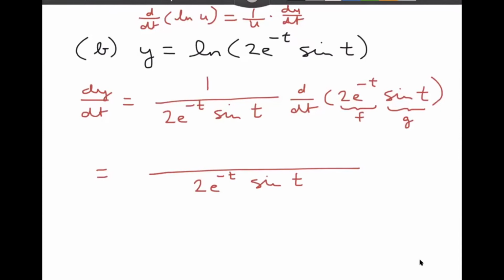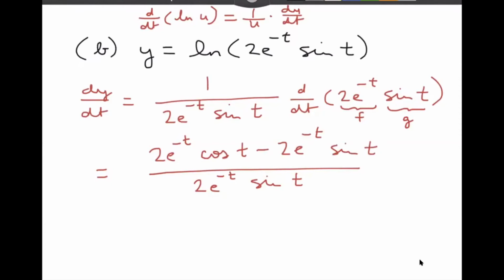So we have the first times the derivative of the second. The derivative of sine t is cosine t, plus the derivative of the first. What is the derivative of 2e to the negative t? Well, it would be 2e to the negative t times the derivative of negative t, which is negative 1. And so that makes a minus here. That's why I left that blank. I kind of saw that coming. Times g, which is sine t. All right, so there you go. You could leave it like that.